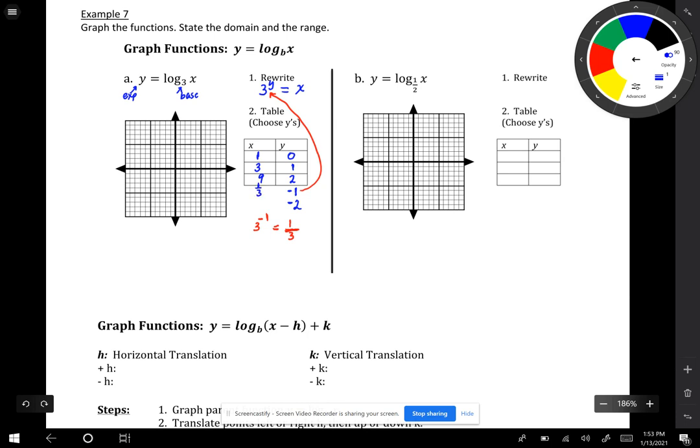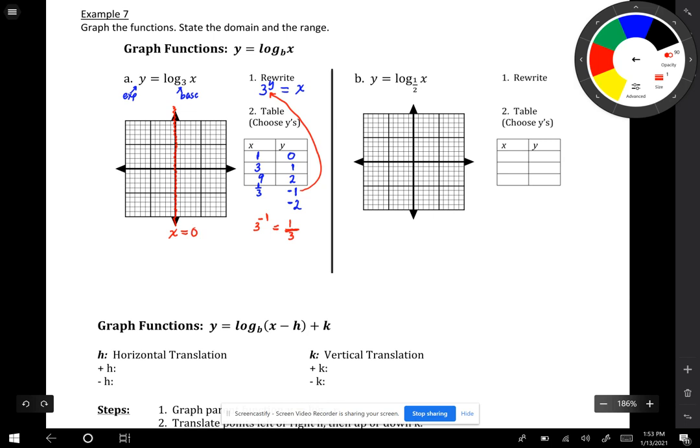And I'm not going to do 2. But if you did 3 to the negative second, it'd be the same thing as 1/3 to the second, which is 1/9. But we don't need to do it. Okay, and we can go ahead and sketch in our asymptote. So I'm going to do that. Exponential functions had horizontal asymptotes. Logarithmic functions have vertical asymptotes. That is x equals 0.